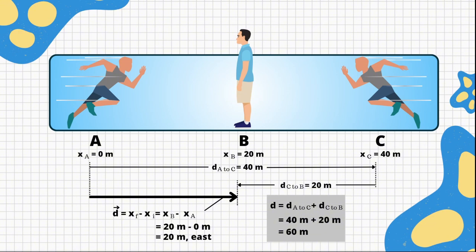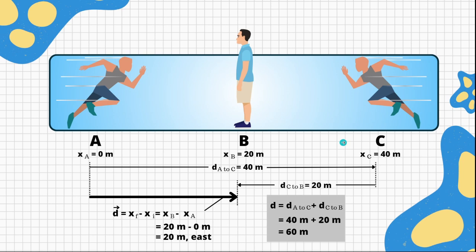Also, since point A is considered as your 0 and point B is at 20 meters, that would give us 20 meters for the magnitude. So you see, the displacement is shorter here compared to distance. However, again, hindi ito lagi yung case. May mga times na distance is equal to displacement. So, it depends on the situation.